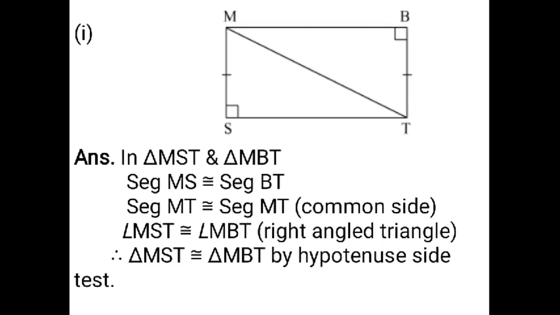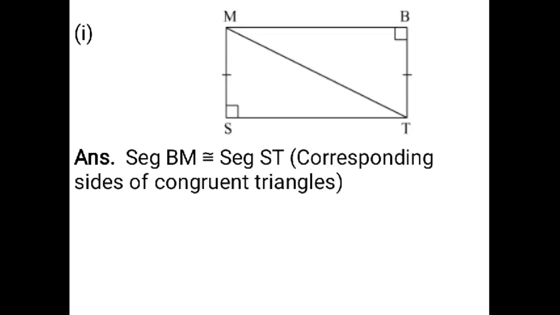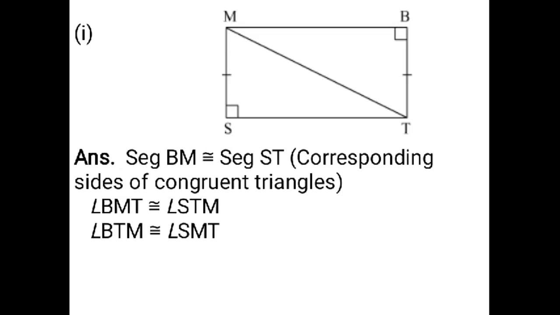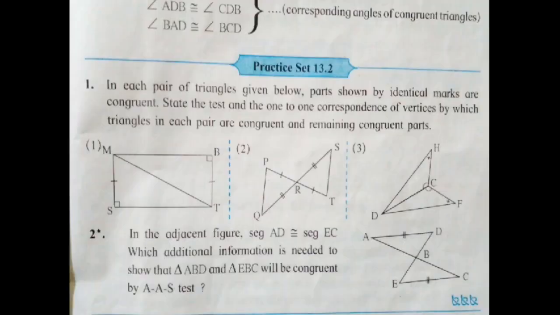Sides which are not marked, you have to take as corresponding sides of congruent triangles. Angles which are not marked, you have to take as corresponding angles of congruent triangles. That is, segment BM is congruent to segment ST, in bracket corresponding sides of congruent triangles. Angle BMT is congruent to angle STM. Angle BTM is congruent to angle SMT, in bracket corresponding angles of congruent triangles. Other sums we will solve directly now.